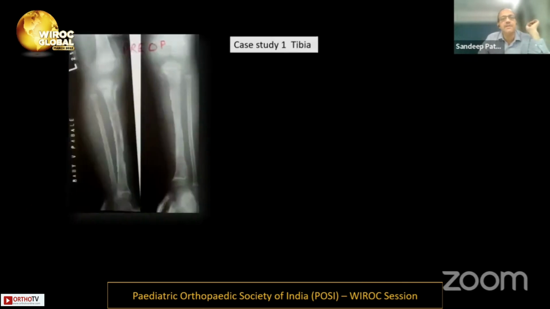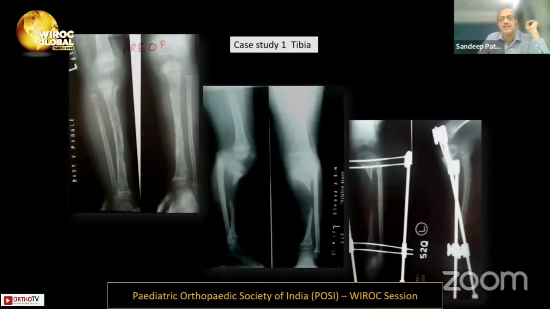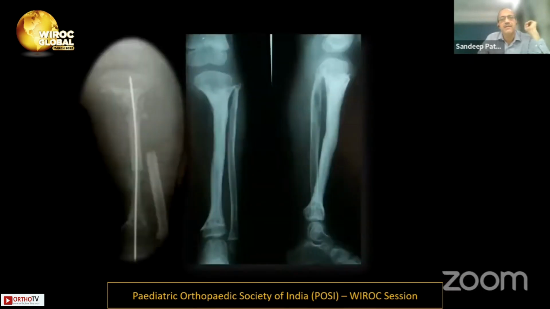So some case examples to highlight what I just spoke. This is an entire sequestered tibia. That was the gap. That is the distractor. And then we reconstructed using the same sided fibula here. I didn't want the fibula to overgrow. And that is how it healed up nicely.